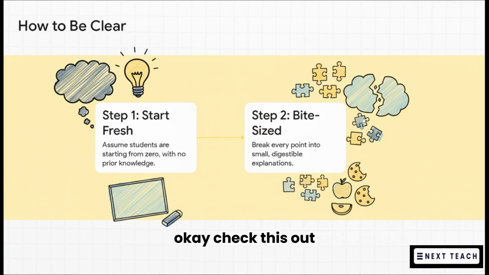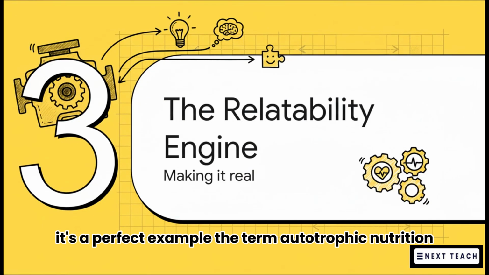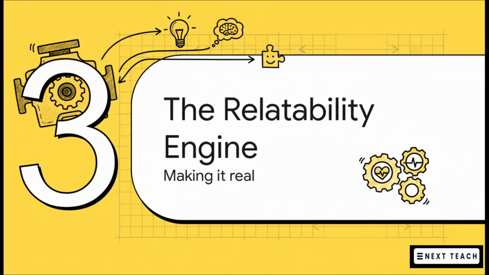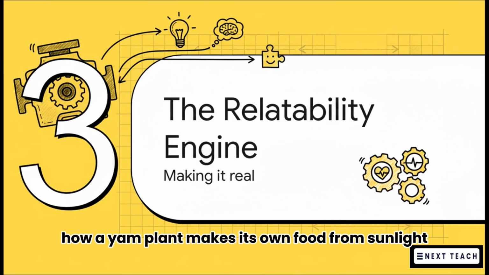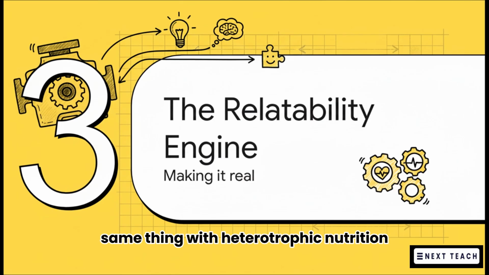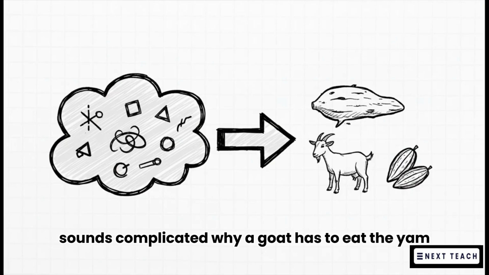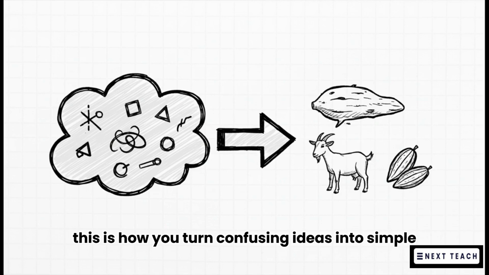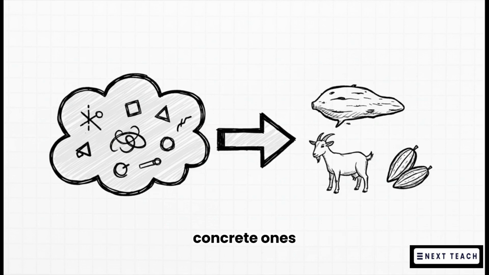Okay, check this out. It's a perfect example. The term autotrophic nutrition, that's just intimidating jargon, right? But if you reframe it as how a yam plant makes its own food from sunlight, boom, instantly makes sense. Same thing with heterotrophic nutrition. Sounds complicated. Why a goat has to eat the yam? Totally clear. This is how you turn confusing ideas into simple, concrete ones.